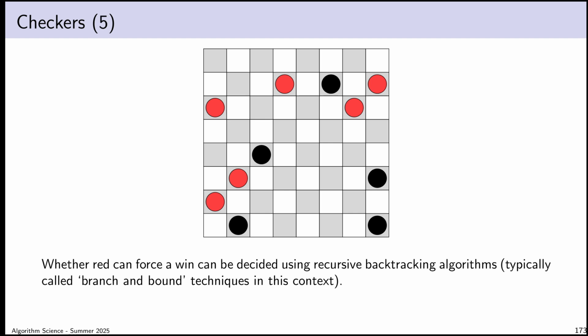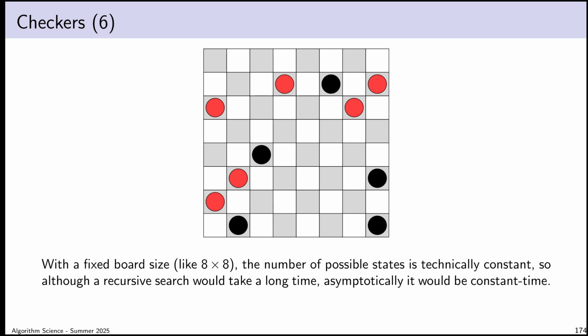Now, whether red can force a win, we could figure this out using a recursive backtracking algorithm. We could basically try every possible move for red, and then for each move for red, we try every possible move for black, and then for each of those, and we just go back and forth and work out whether there's a pathway such that no matter which moves are made by the other player, red can always win. That would be what I call a backtracking algorithm. Often in this context, it's called something like branch and bound. You might hear reference to something called alpha-beta pruning as an example of a type of branch and bound technique.